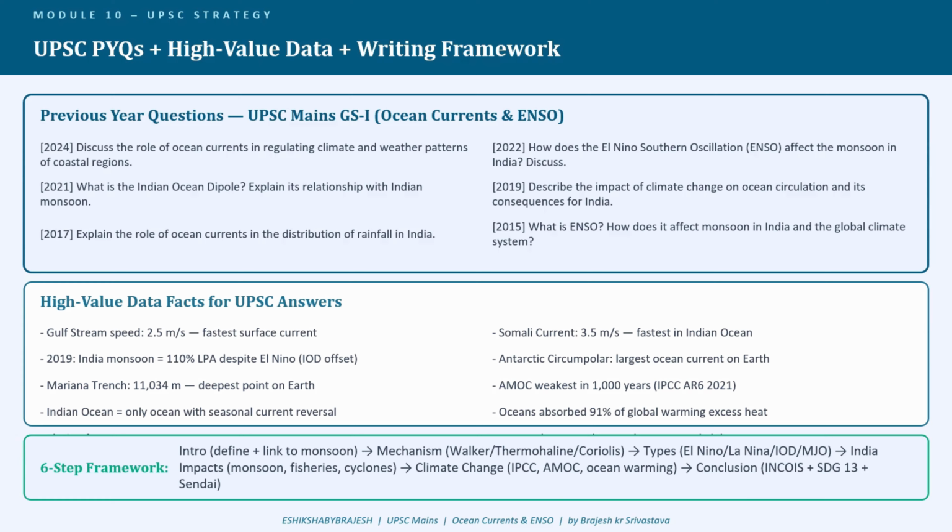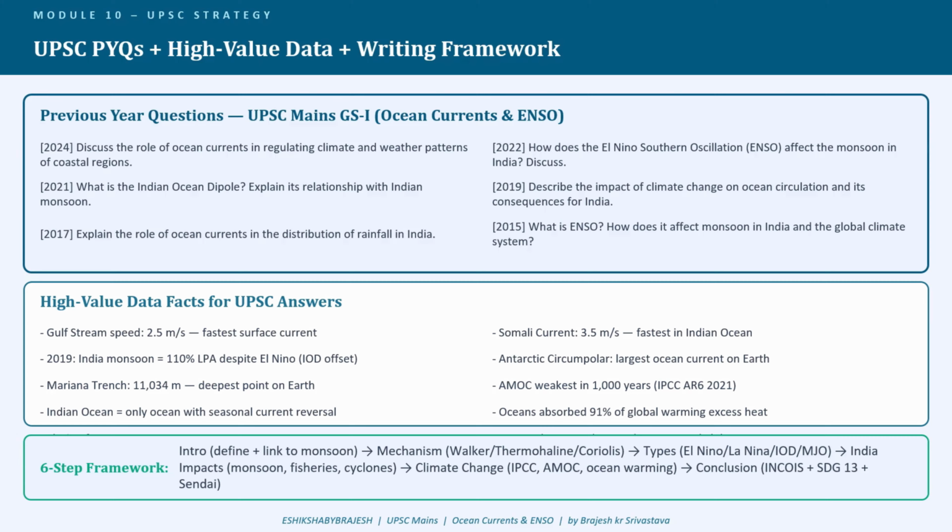High value data facts. Memorize these. Gulf Stream speed 2.5 meters per second. Somali current summer speed 3.5 meters per second. Fastest current in the Indian Ocean. 2019 India monsoon. 110% of LPA despite El Nino due to strong positive IOD. Antarctic circumpolar, largest ocean current on Earth. Mariana Trench 11,034 meters. AMOC is at its weakest in 1000 years.